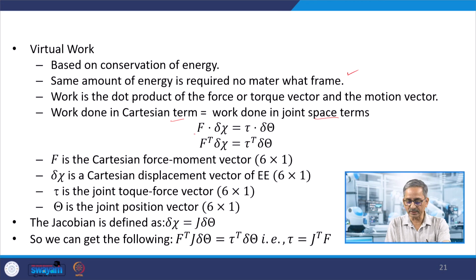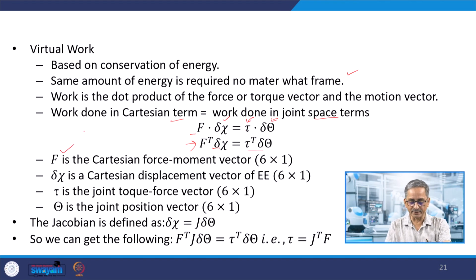So, this is F dot product with the virtual displacement. And this is the torque dot product with the virtual joint rotation. If I want to write in the form of matrix or vector multiplication, I can write the transpose of this one into this vector, and similarly the transpose of this one and this vector.